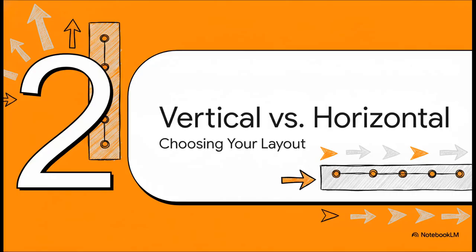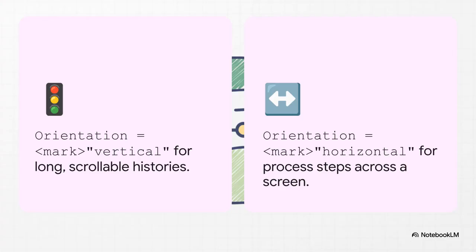Okay, so we've got an item. That's awesome. But now let's talk about the big picture, the fundamental structure. The cool thing is you are not locked into just one layout. You get to choose between vertical and horizontal. We'll see how that works. And would you believe it, it all comes down to a single property, orientation. You just set it to vertical if you want one of those long scrollable histories, or you flip it to horizontal for process steps that need to fit across the screen. One property completely changes everything, giving you total control with almost zero effort.